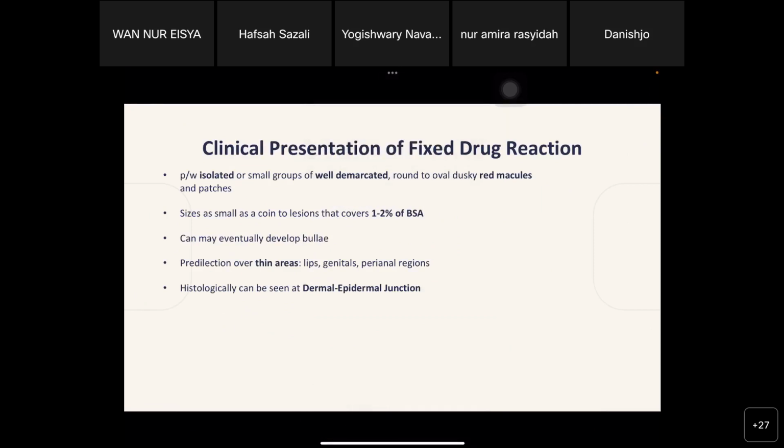There's a couple of points. Fixed drug eruption is also called fixed drug eruption.